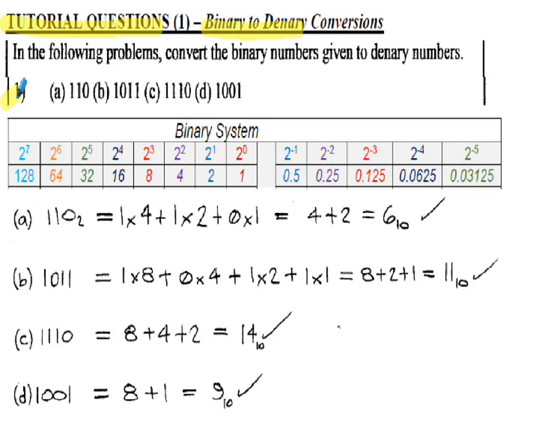Tutorial questions, the solutions here for the binary to denary conversions. This is question 1. For part A, we were given a binary number of 110. So to the left of the decimal point, that will be 1, 1 and 0. So in other words, we get 1 times 4 plus 1 times 2, which gives us a value of 6 in decimal. I'll let you look at parts B, C and D in a very similar way.